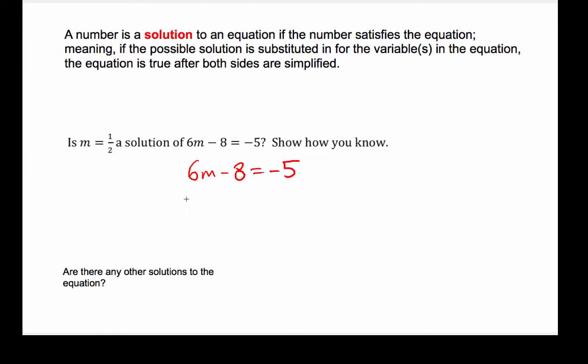then we substitute the possible solution in for the variable. So we put 1/2 in for m, and just simplify. 6 times 1/2 is 3.